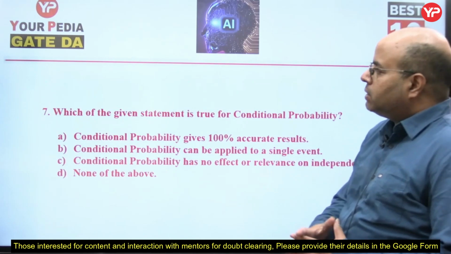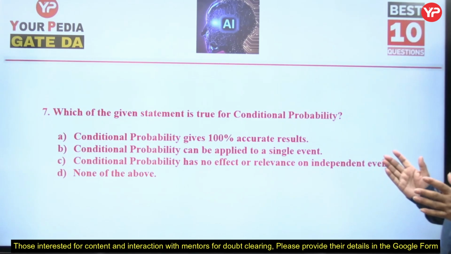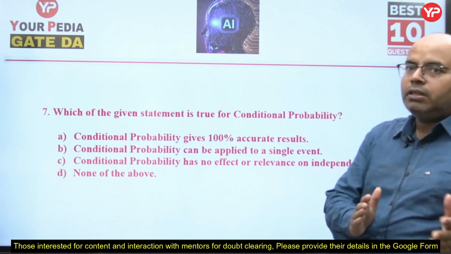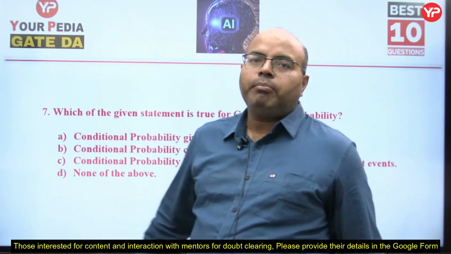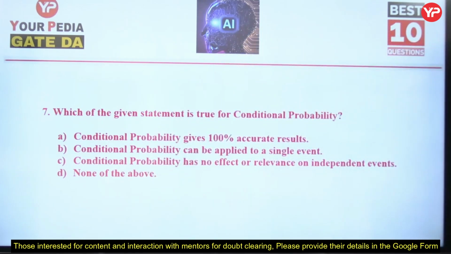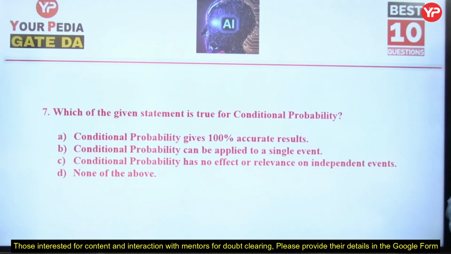Now coming to the next question: which of the given statements is true for conditional probability? Try to understand, conditional probability means how one event is related to another event. Given that one event has happened, what is the probability that this event has also happened? Conditional probability gives 100% accurate results? No, probability is probability, nothing can be said 100%. Conditional probability can be applied to a single event? No, there are always two events. On the basis of one event only we are taking the second event.